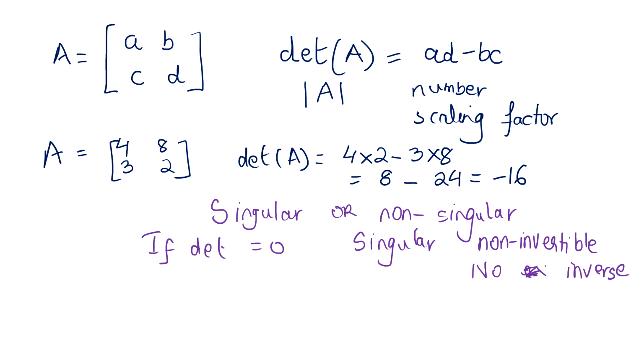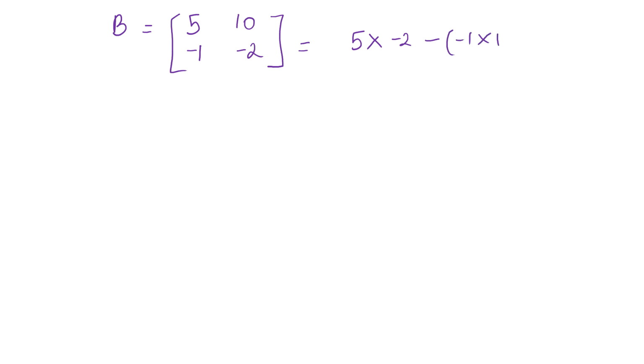Okay, so let's take an example. Let me call some matrix B. So 5, negative 1, 10, and negative 2. So let's find the determinant of this matrix. So 5 times negative 2 minus negative 1 times 10. So negative 10 plus 10 is 0. So this matrix is what we call a singular matrix. Okay, this is non-invertible. It does not have an inverse.